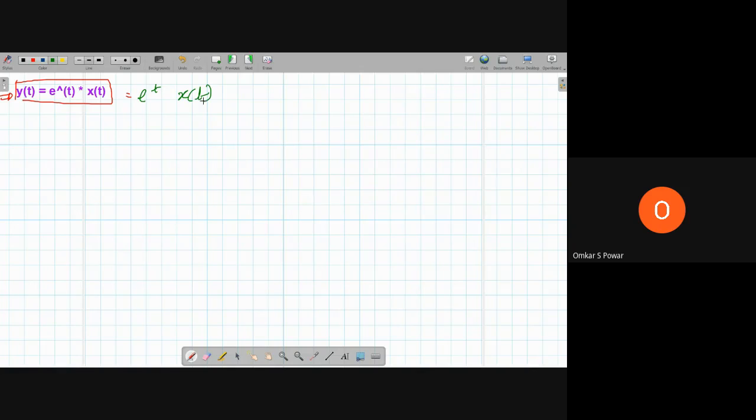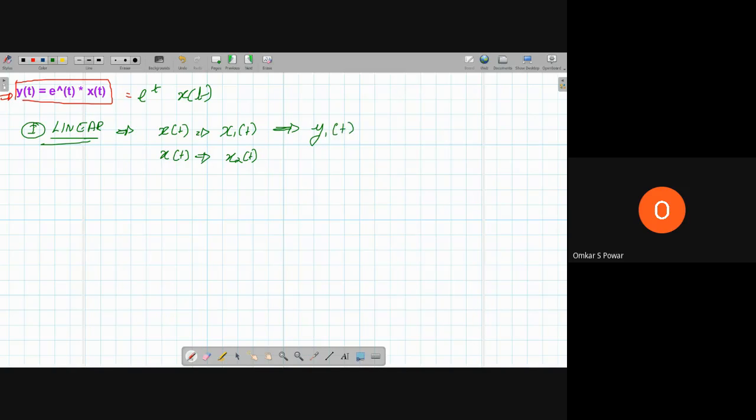So what is the first property? The first one is the linear property. So according to the linear property, what we have to do? If x of t is equal to x1 of t, and x of t is equal to x2 of t, now what will become y of t?